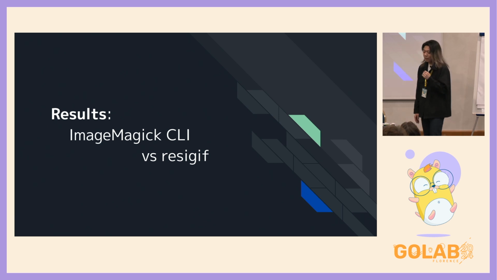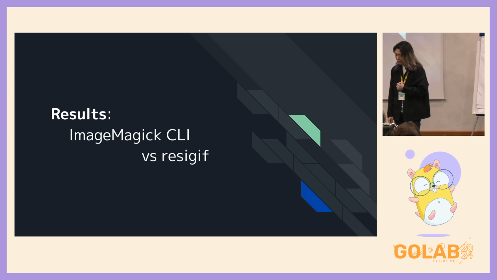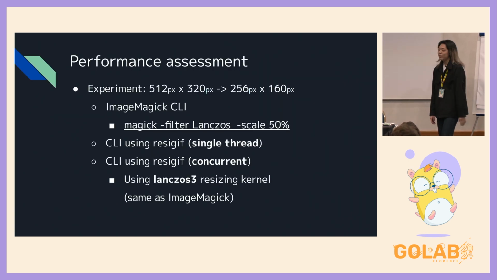Now, let's compare the performance and quality of ImageMagick CLI with my ResizeGIF library. In this experiment, we'll compare the performance of ImageMagick CLI and ResizeGIF for resizing a GIF image from 512 pixels by 320 pixels to 256 pixels by 160 pixels. Right? It's half of the size. For ImageMagick CLI, we use the following command to resize the image. You can see here: magick, filter Lanczos, scale 50%.